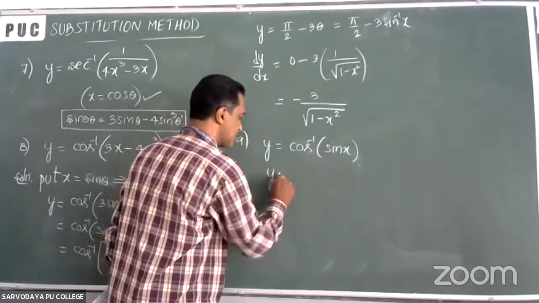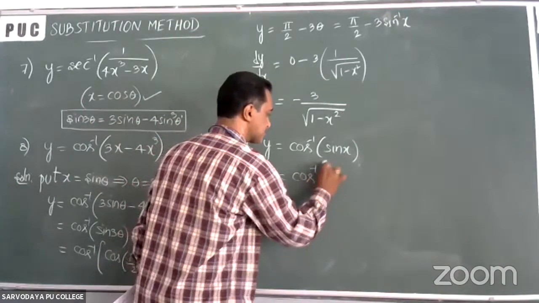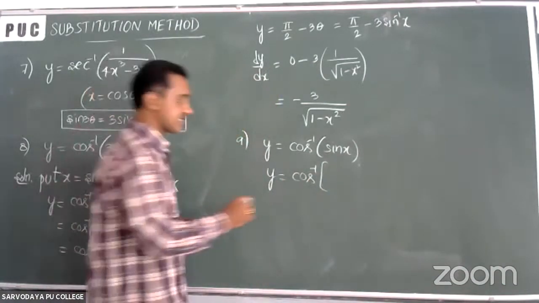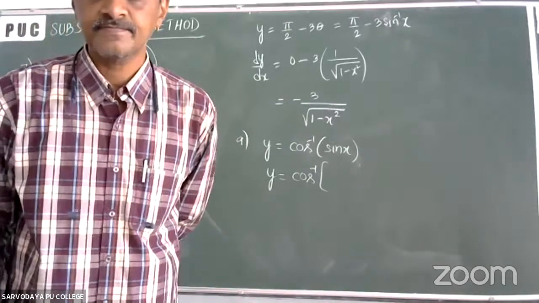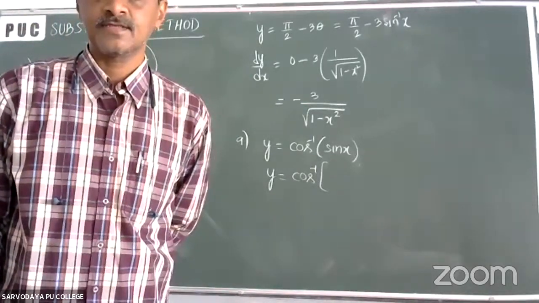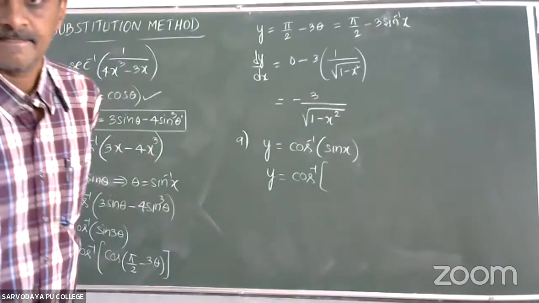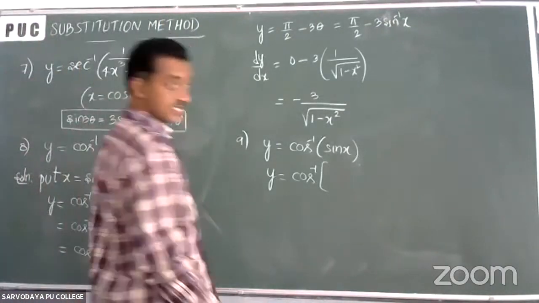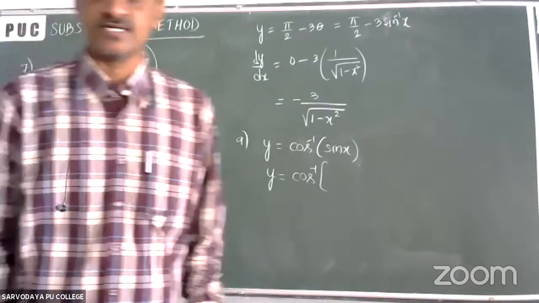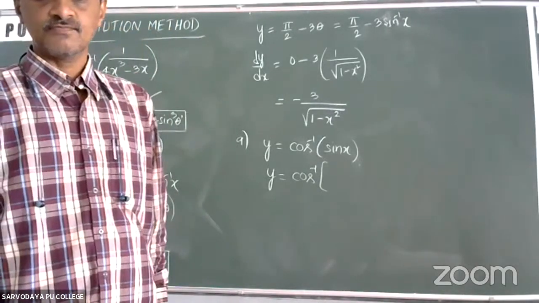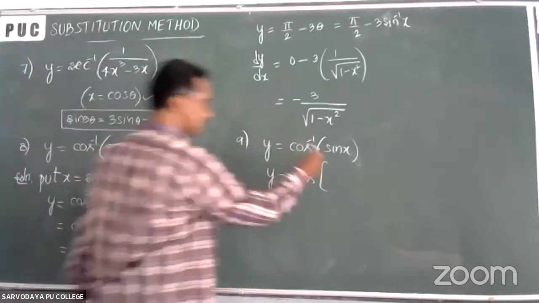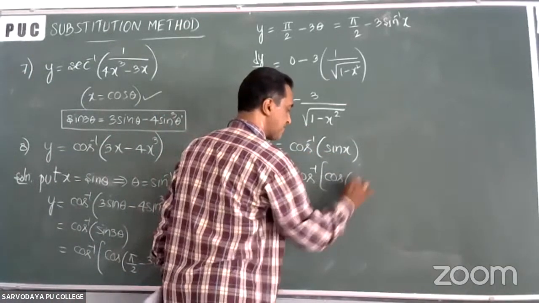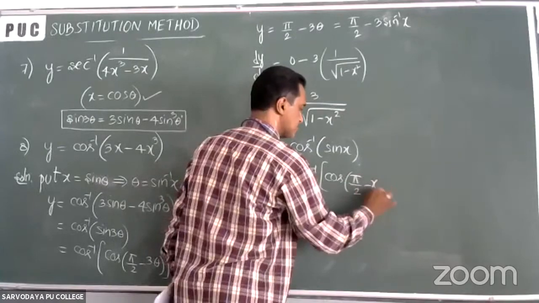See, y is equal to cos inverse of sin x can be written as cos inverse of cos of pi by 2 minus x. Right. You can take up Aditya later on. Go for the next problem, Manoj. Sin x can be written as cos of pi by 2 minus x.